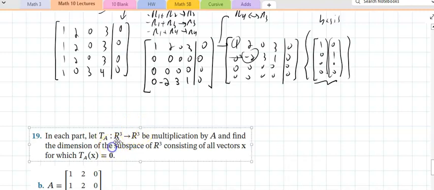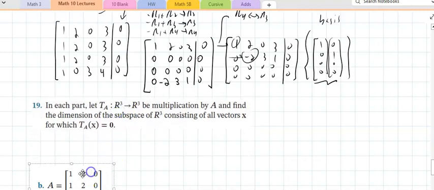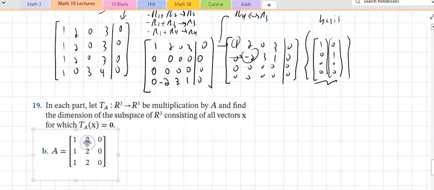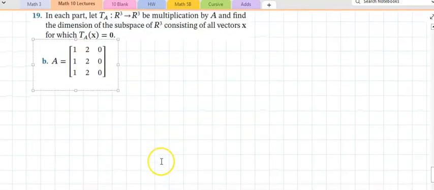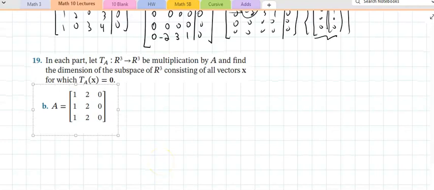And the last thing I want to do, 19 has A, B, C, D. I would like to do one of those just to make sure we know how to do it. And with a matrix, it's slightly different. In each part, let the transformation T from R3 into R3 be multiplication by A, and find the dimension of the subspace of R3 consisting of all vectors x such that T_A(x) equals 0.